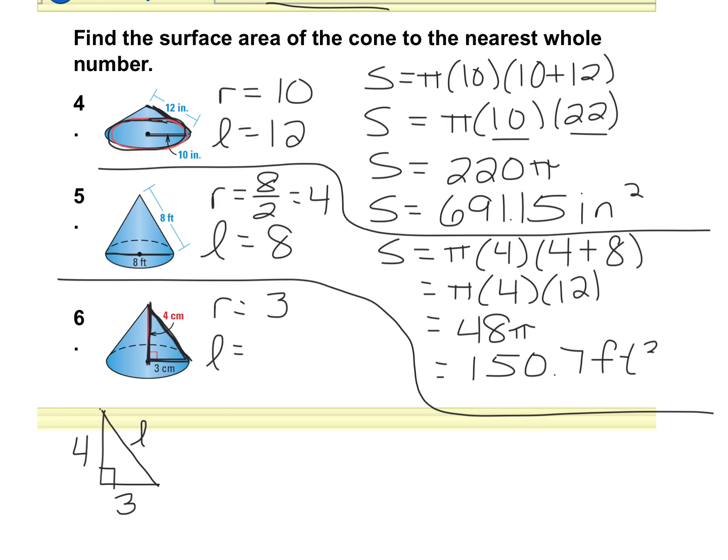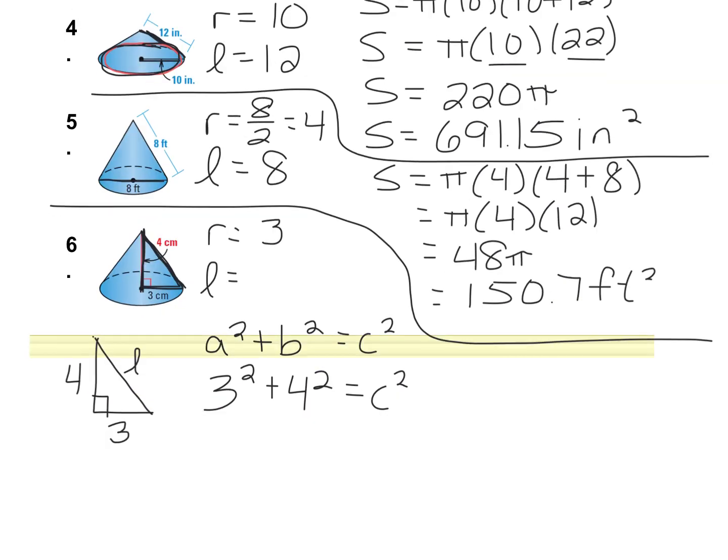Using that, how can I find the slant height? Close. What's the theorem we're going to use? Pythagorean? Yep, Pythagorean theorem. A squared plus b squared equals c squared. Like I said, you're not going to have to do this every time, okay? But it's good to know in case you can't find it. Which ones are my a and my b? 3 and 4, yep. 3 squared plus 4 squared equals c squared. Or you can put your L squared.